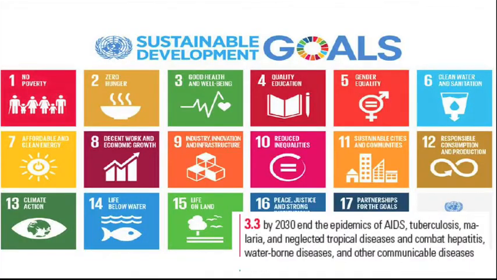You are probably very familiar with this picture, and you know that TB is under goal number 3, and specifically goal number 3.3, which says that by 2030 the epidemic of AIDS, tuberculosis and malaria should end, and other neglected tropical diseases, which translated into a numerical target means to achieve respectively an 80% and 90% reduction in TB mortality and TB incidence.